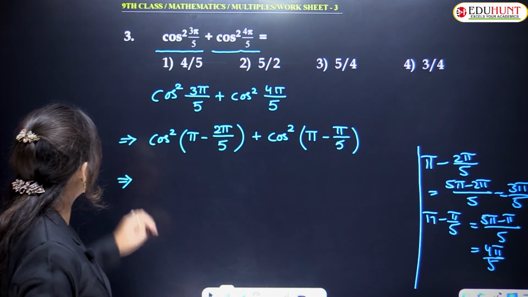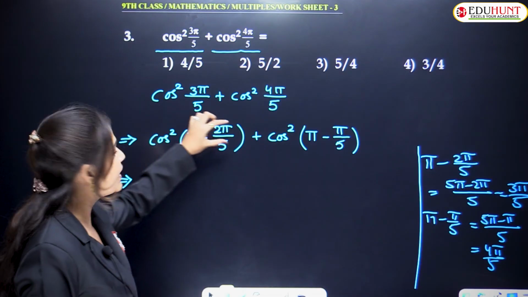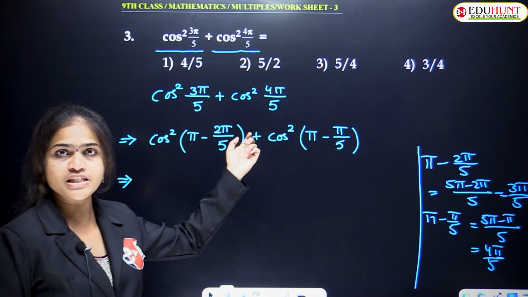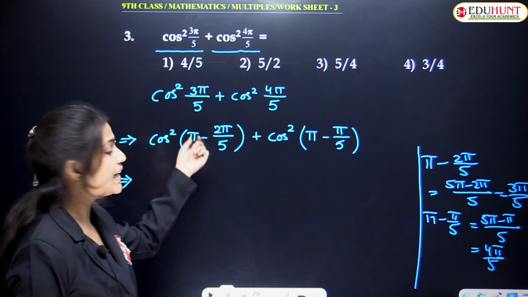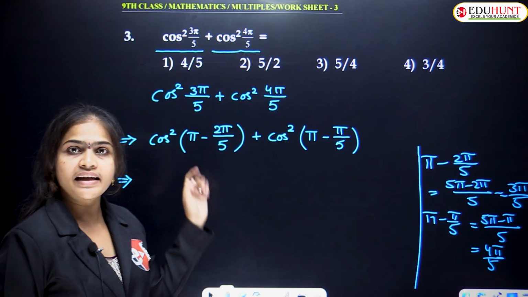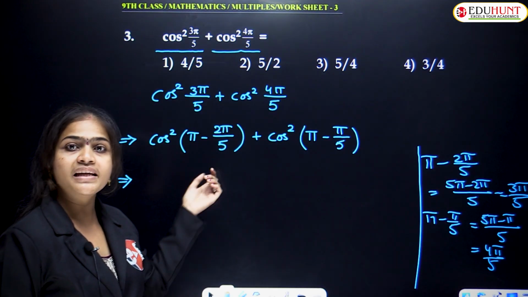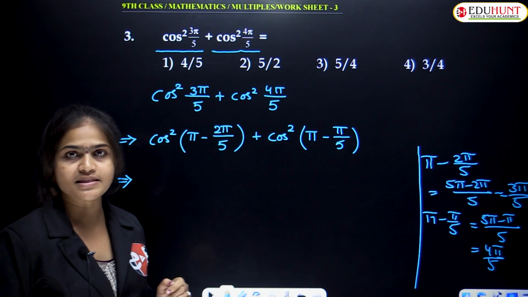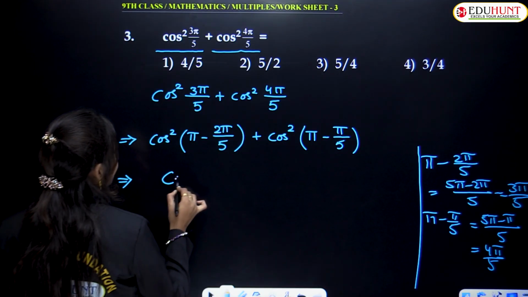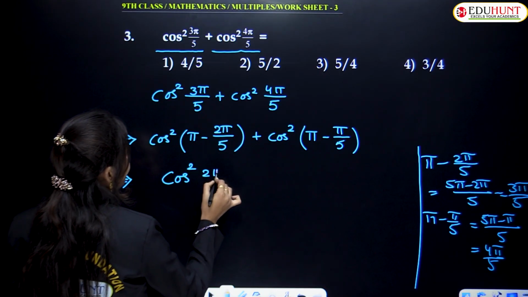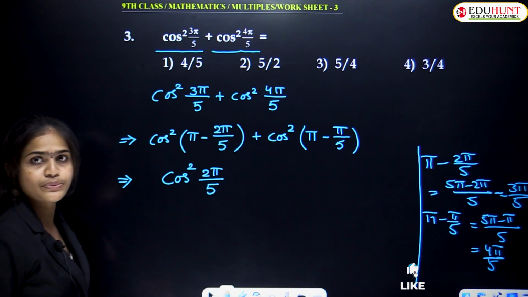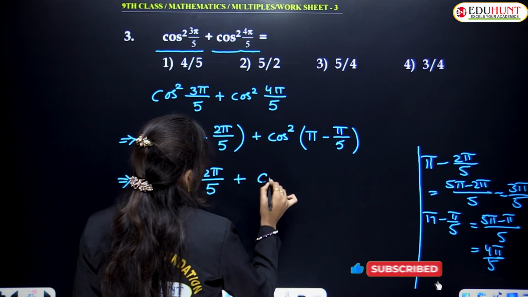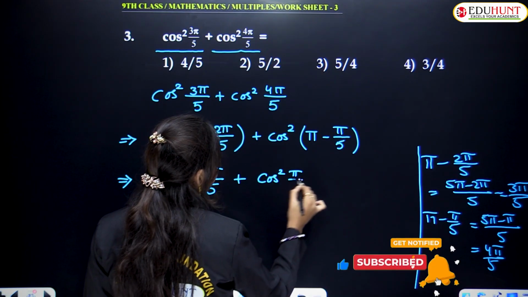So after that, what will we get here? Cos square of pi minus 2 pi by 5. Cos of 180 minus theta, pi means 180 only. So cos of 180 minus theta, what will you get here? You would get cos theta, but here minus cos theta will come. But since the square is there, minus into minus gives positive. So directly we can write this as cos square 2 pi by 5 plus, and this one also the same, cos square pi by 5.